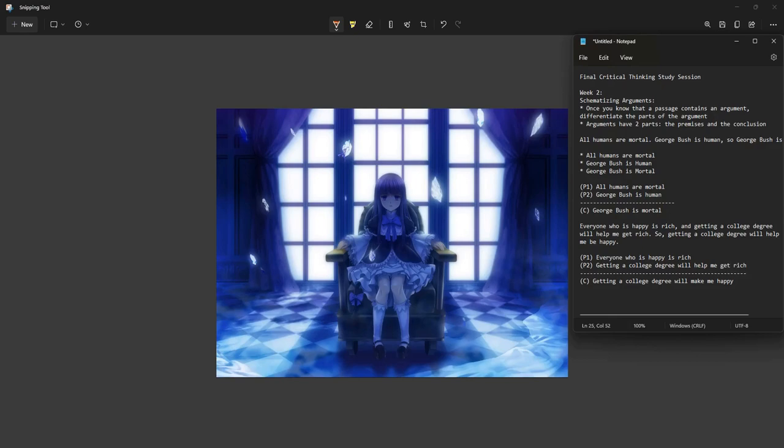There we go. So everyone who's happy is rich. Getting a college degree will help me get rich. So college degree is A, getting rich is B, and everyone who is happy is C. A will lead to C. That is how you schematize things in these forms of arguments.